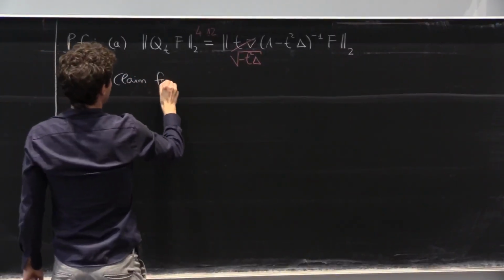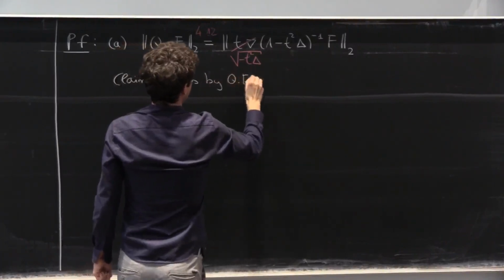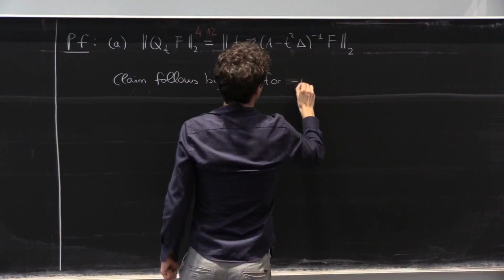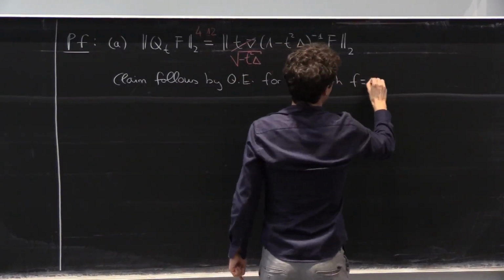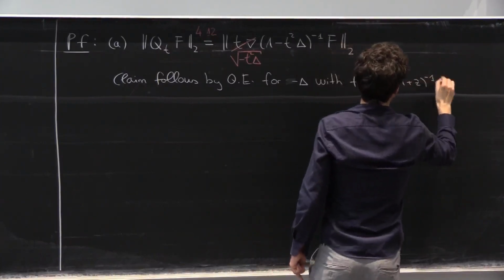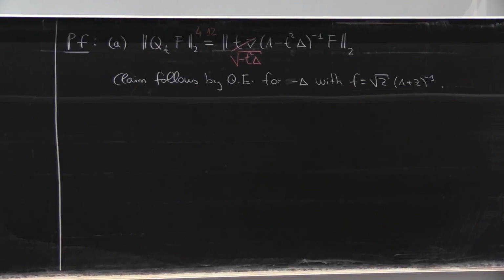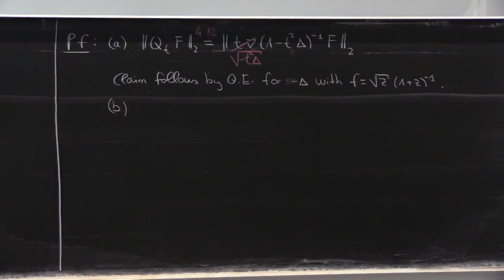So claim: it follows by quadratic estimates for minus delta with the function f being square root of z times 1 plus z to the minus 1. Okay, and quadratic estimates for the Laplacian is something that we did. See, so we went back to the functional calculus of the Laplacian, and it was easy because we have all the material.